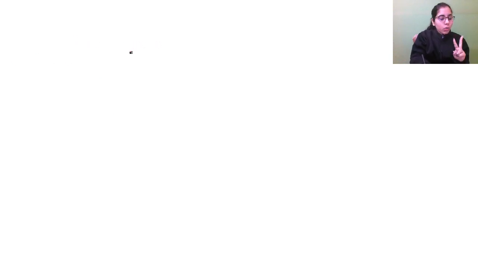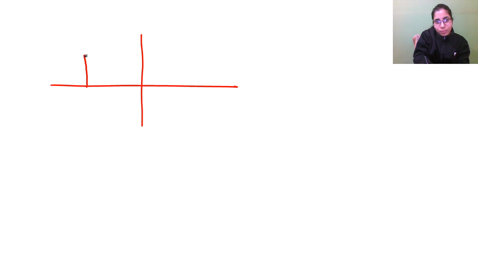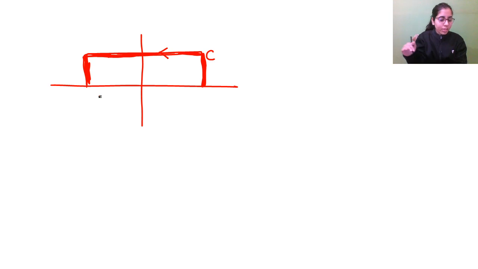See, the two questions which have already been asked in previous years in CSIR NET exam are like this. In one question, they have provided us a contour like this, that is contour C. And they have mentioned that you just need to find the integration along this path C. You don't need to consider the real axis line, and they call it an open contour. Clear? So this is an open contour because we are not including the real axis line.